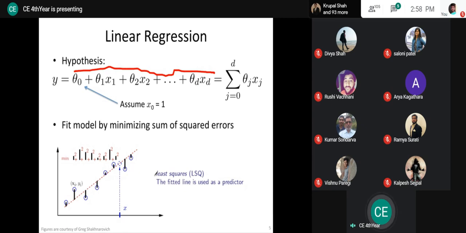Write down the equation of h of theta or y, which is this, and also at this place just mention x0, and we know that x0 we are keeping as 1. So this is our prediction. So this is either the hypothesis or you can say it is y hat.